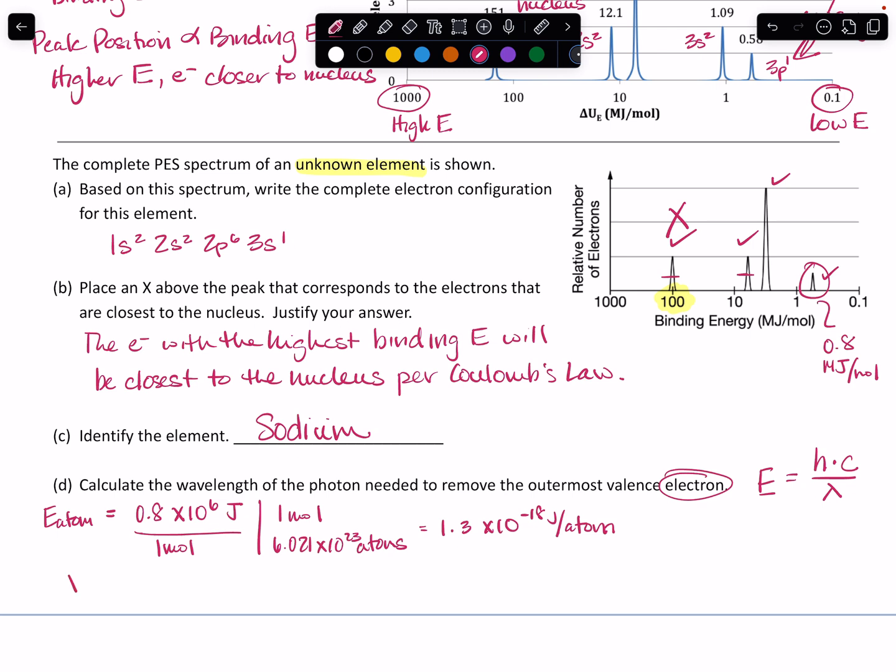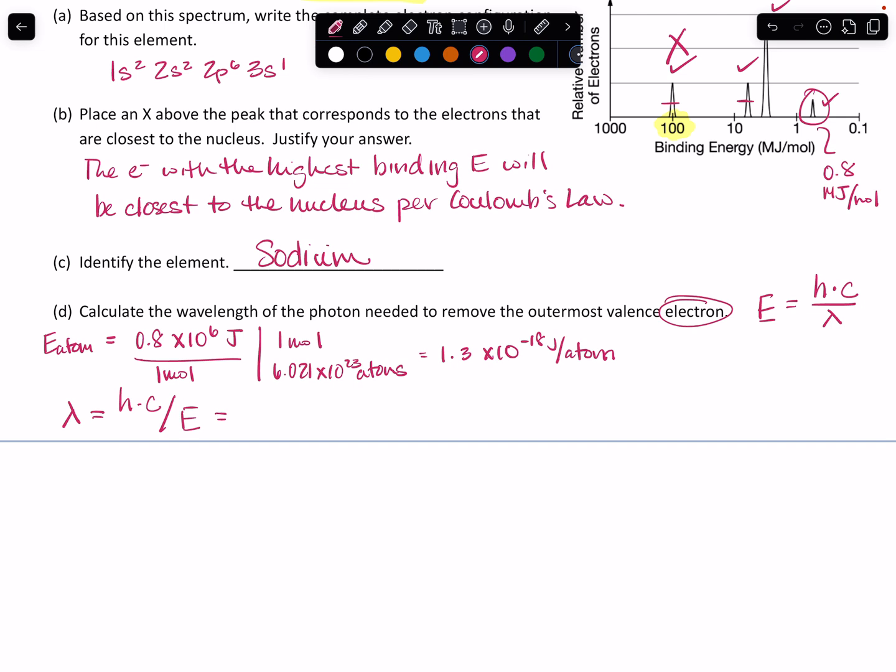But I'm going to reconfigure it for wavelength. So wavelength is going to be equal to Planck's constant times the speed of light divided by that energy. Planck's constant is 6.626 times 10 to the negative 34th, and that has a unit of joules times seconds. Speed of light, 3.0 times 10 to the 8th, and that is meters per second. All over my energy, which is 1.3 times 10 to the negative 18th joules per electron, not per atom, per electron.